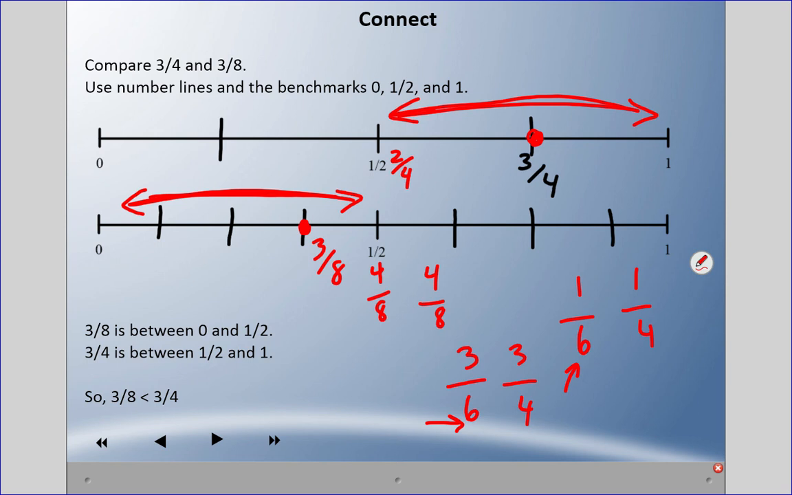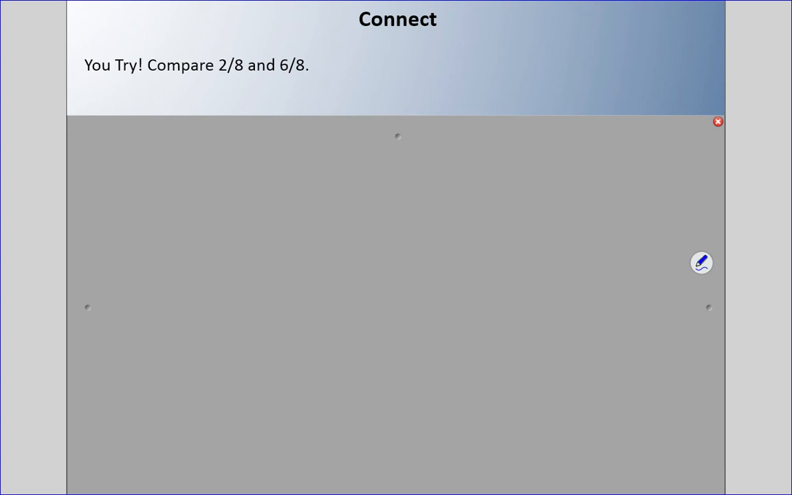So if you don't want to do all this work with number lines, paper strips, etc., all you have to do is look at the denominator, and if it is a larger digit, 6, over this 4, I know that it will be less than the 4, which has the smaller digit, so the piece sizes will be larger. I'm going to get you to try this one using whatever method you'd like. Compare 2/8 and 6/8. Pause it, come back when you're ready.